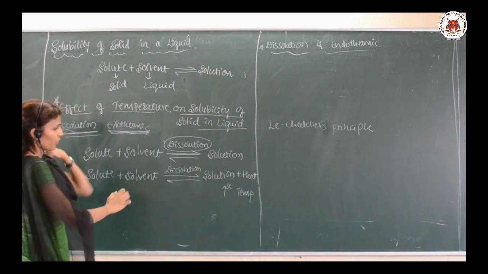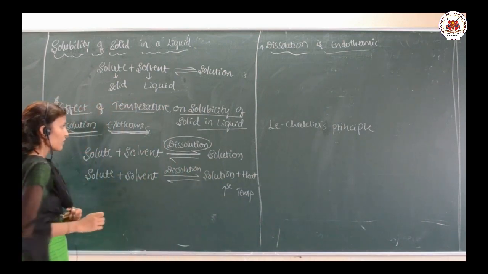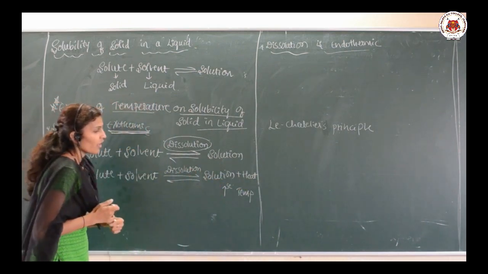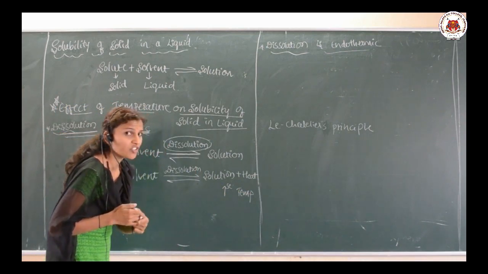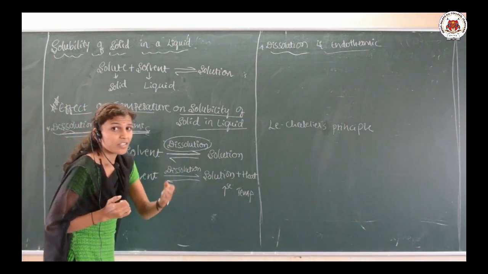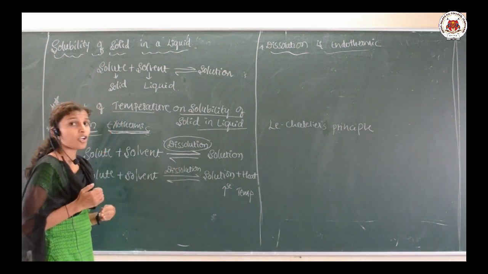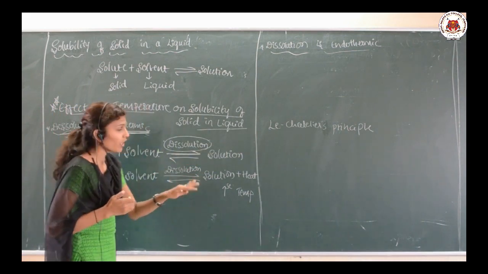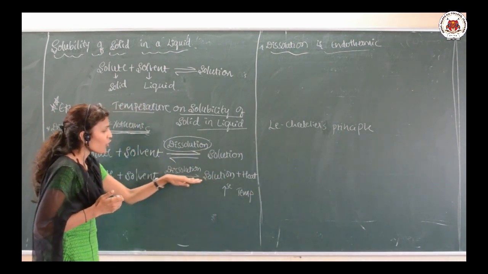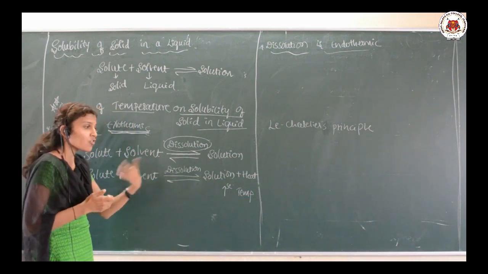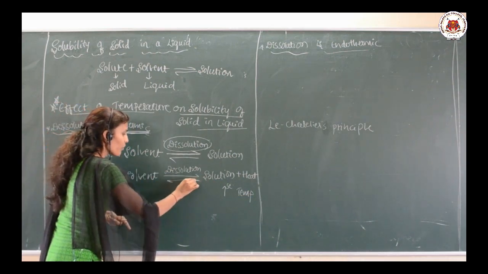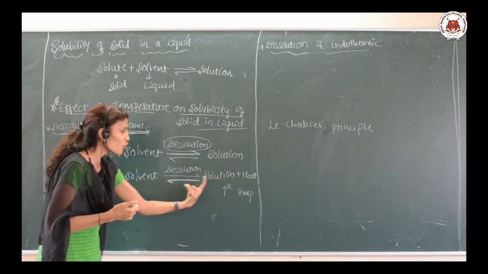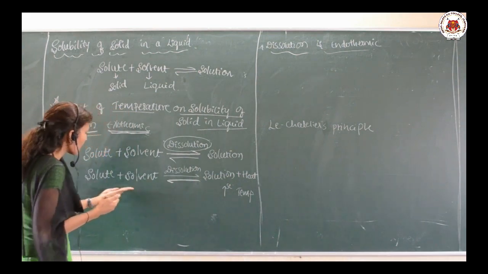So come to this point. Now the dissolution is exothermic and the heat is released. I am increasing the temperature. That cannot be accepted by the equilibrium according to this principle. So what it makes? It makes the backward reaction. It transforms the solution content towards the reactant side.